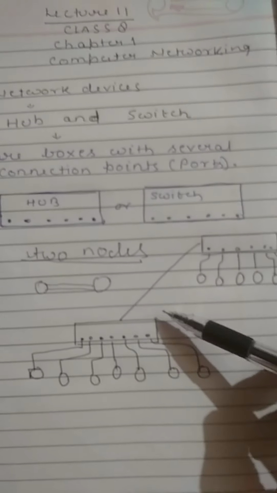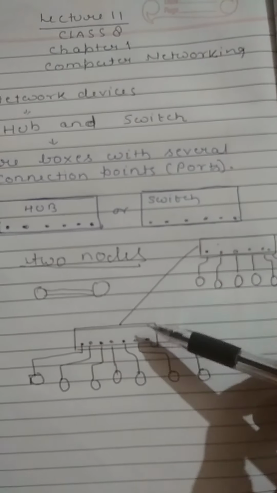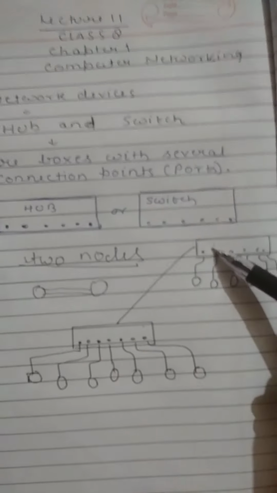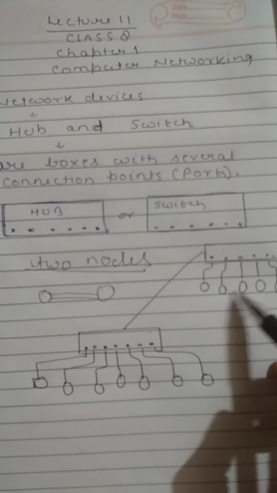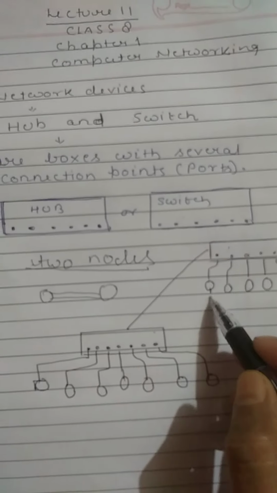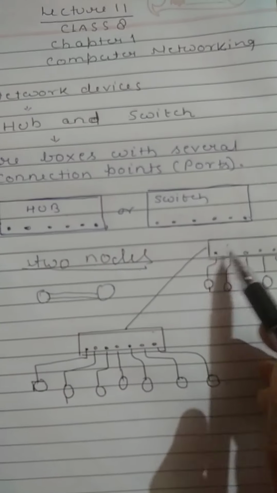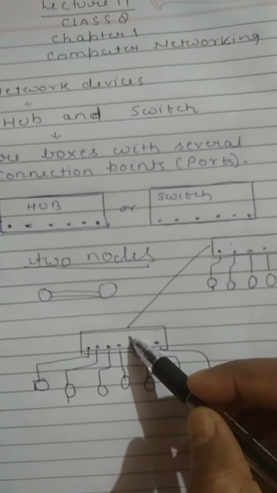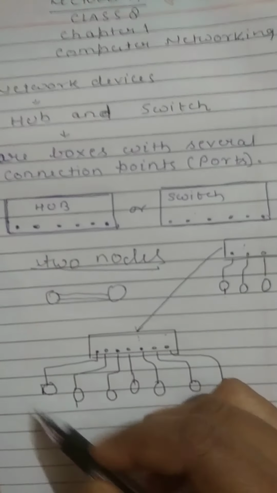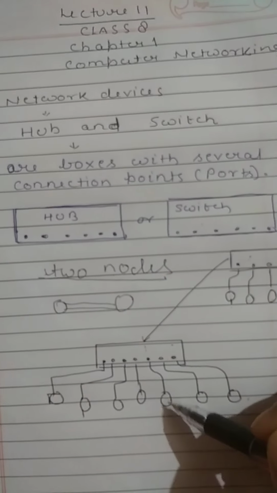Now, what is the difference between the hub and switch? Let us understand with an example. These two are boxes with several connection points. We can take it as a hub. For example, all these are computers and these are also computers. We want to send data from this computer to this computer. So firstly data will go to the hub and this hub will send data to this hub. When data is received by this hub, this data will be sent to all the computers at the same time. It means all the computers will receive the same data.